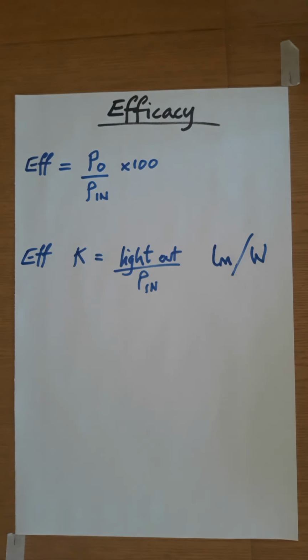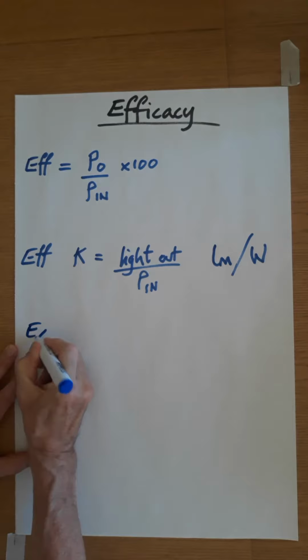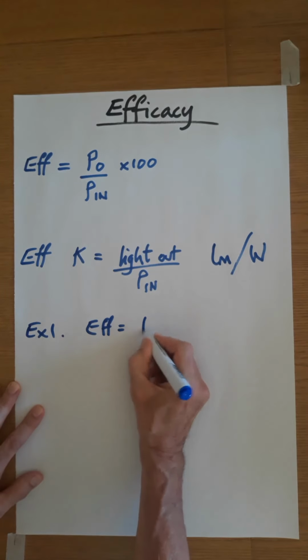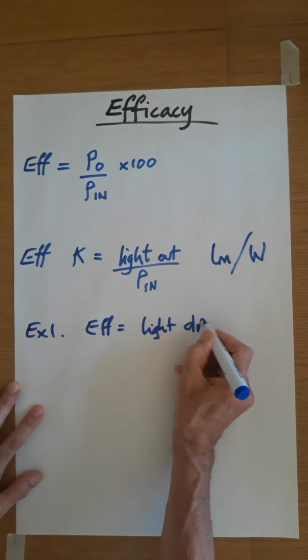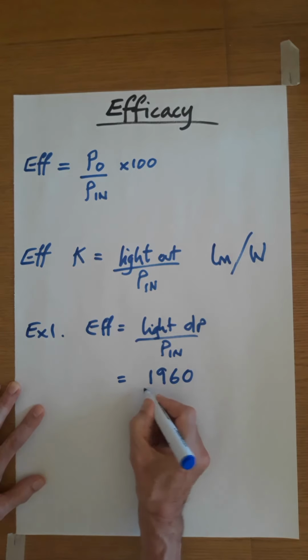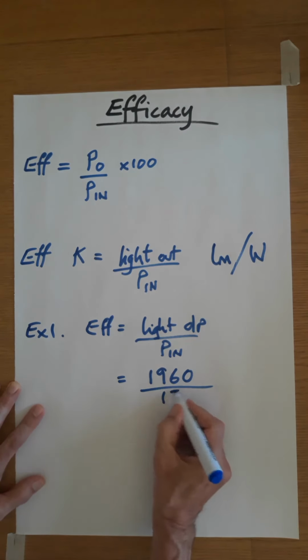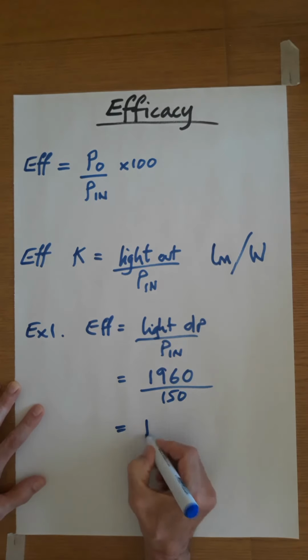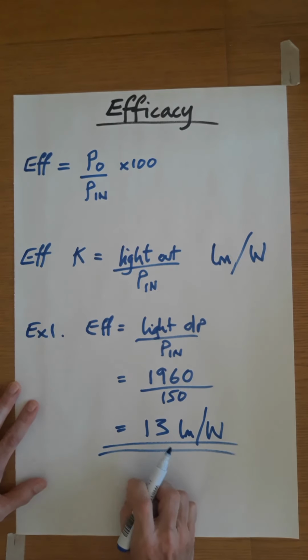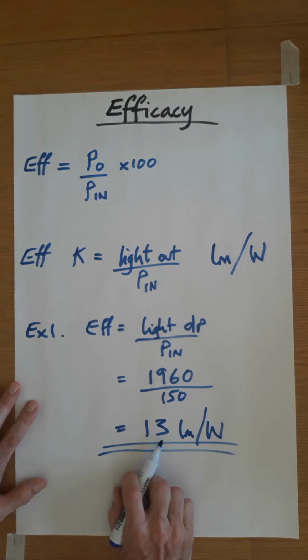So on your handout, there are a couple of examples, and I'll try and run through those quickly now. So example 1, efficacy is light output over power in, and the numbers in example 1, 1960 lumens, the power in is 150 watts. That gives you 13 lumens per watt. This is a low figure, typical of tungsten filament lamps, older lamps which are not very efficient, if I want to use that word.